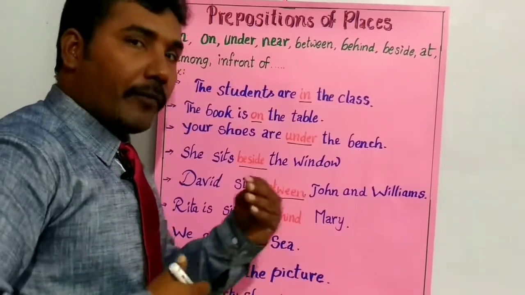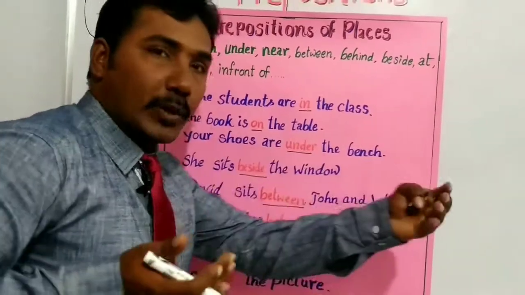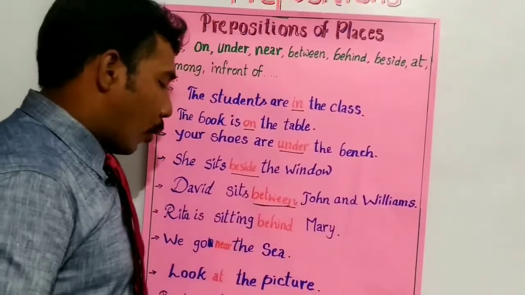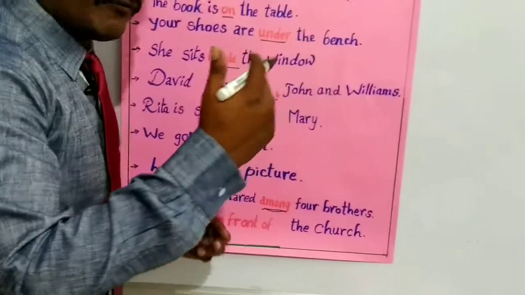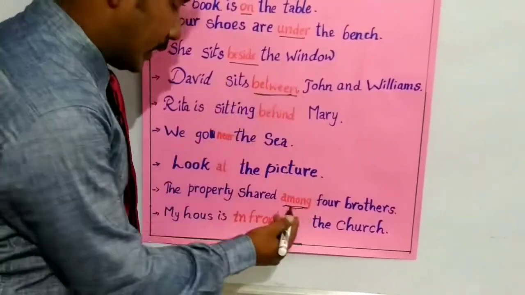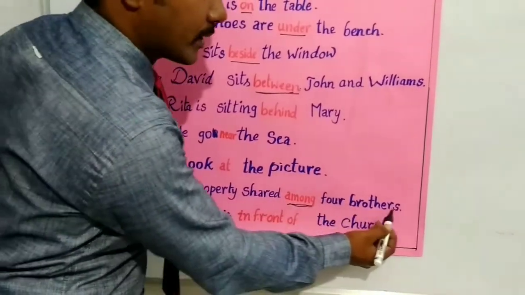Okay, if we have to use a preposition between two persons or between two things, definitely we have to use between. And what is among? Among, of course, is for more than two. If we want to use more than two, observe: the property shared among the four brothers.